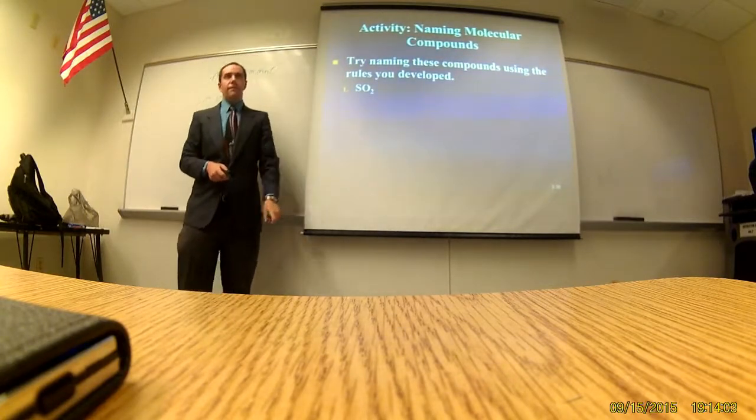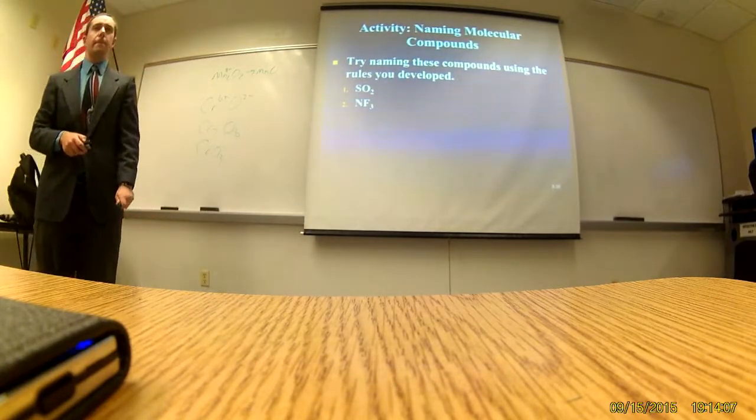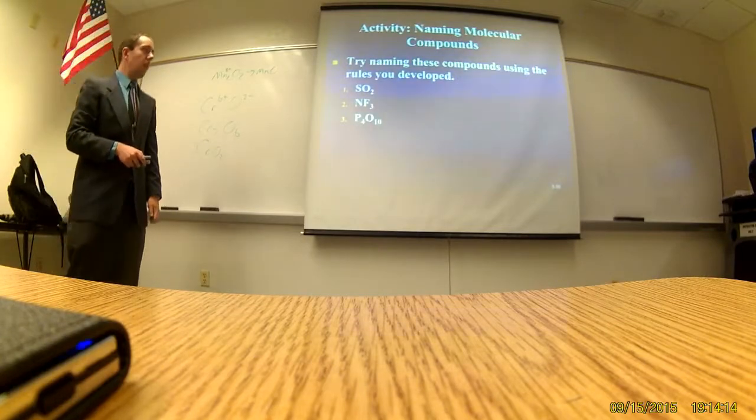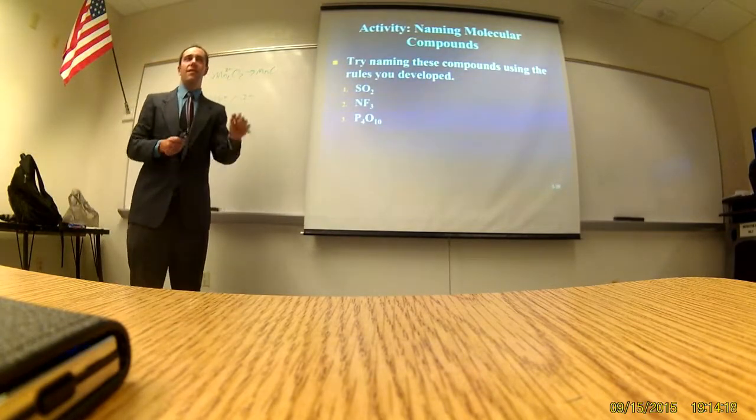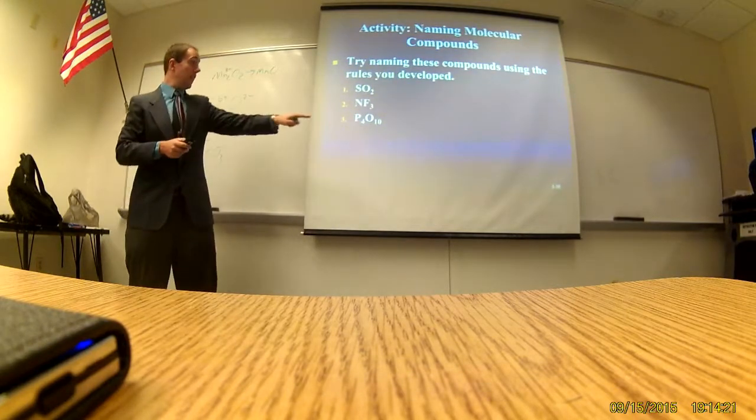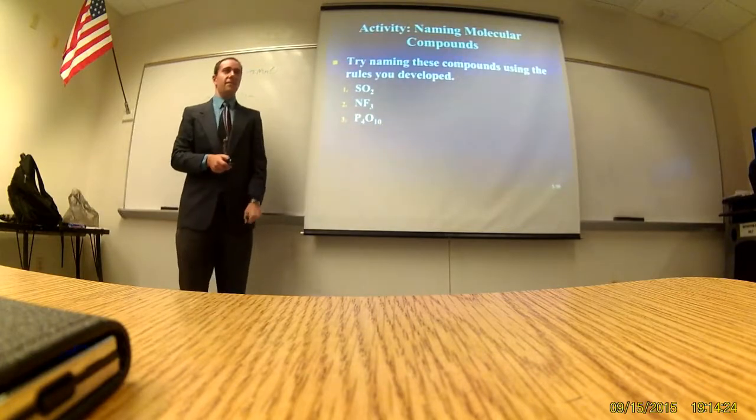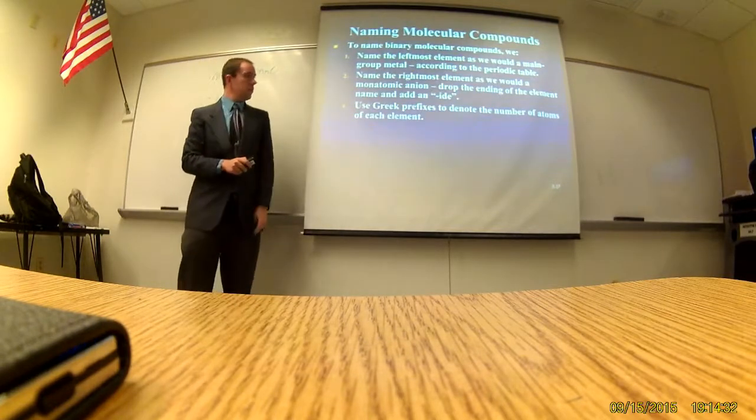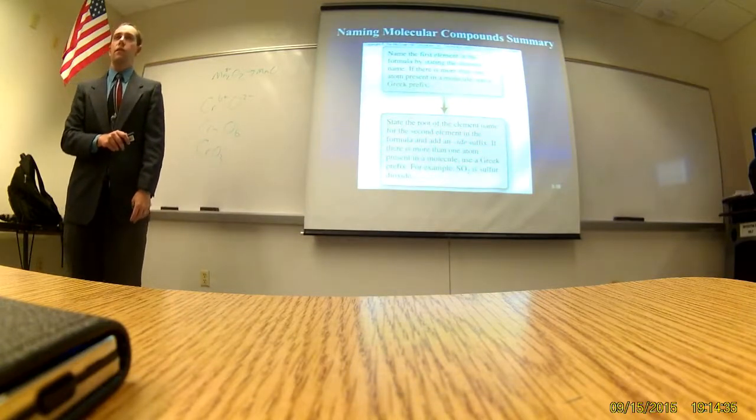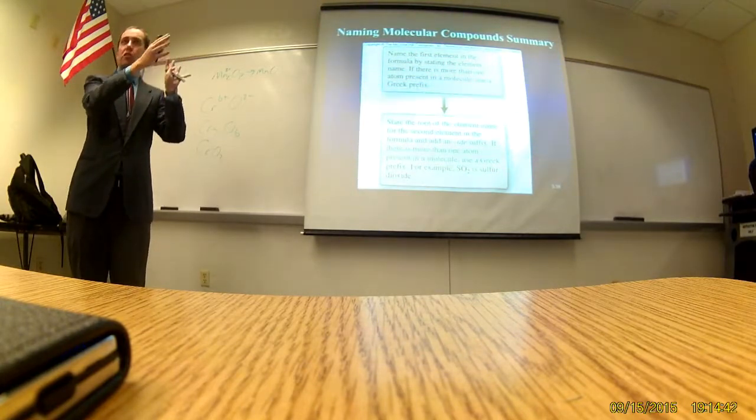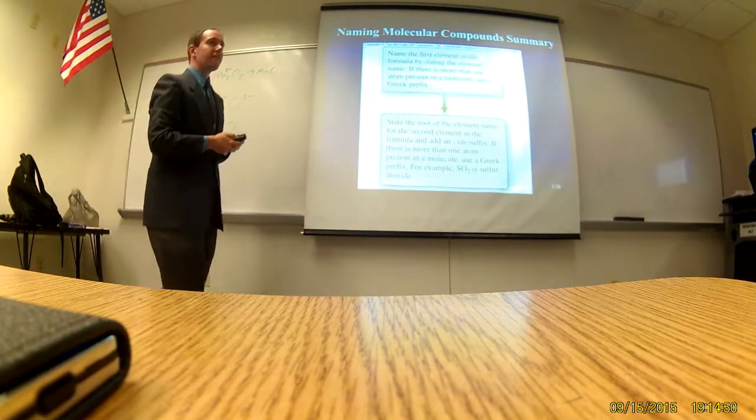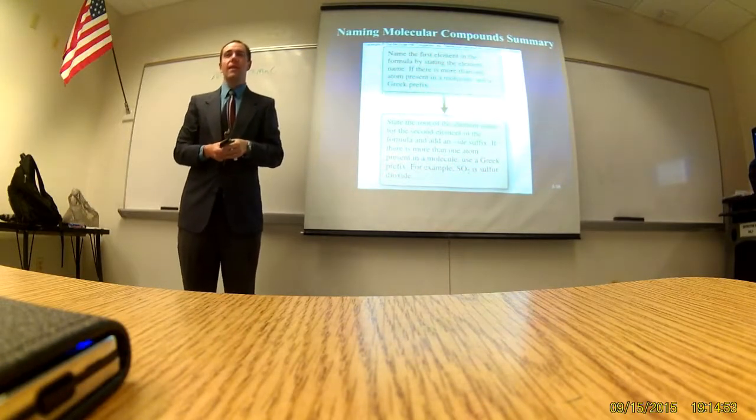So what's that called? Sulfur dioxide. That one? Nitrogen trifluoride. What's that? Tetraphosphorus decoxide. That's exactly what we're doing. There's your flow chart, it's one step. These are simpler, right? Just don't put a mono on the first one. And if I say tetra, what number is that? 4. Make sure you can go in both directions.